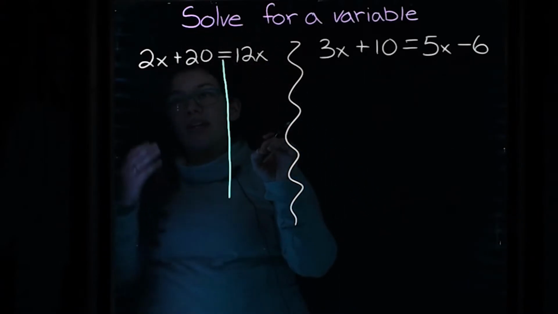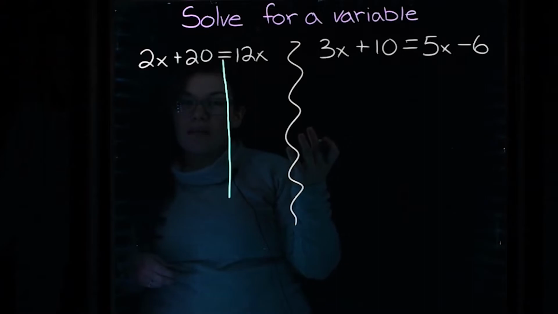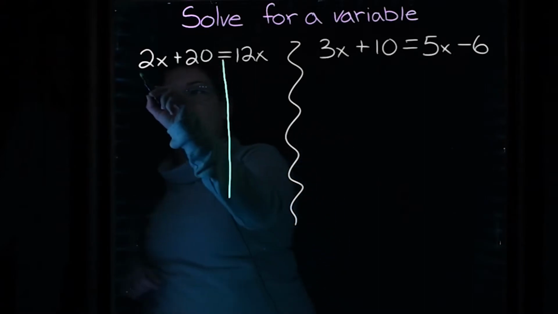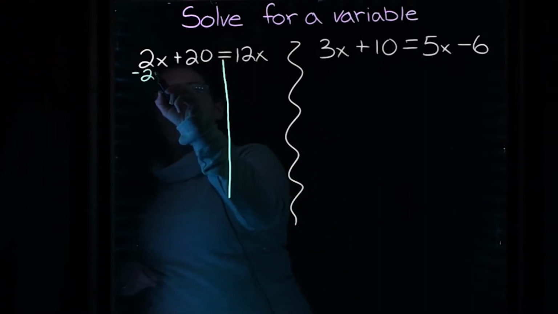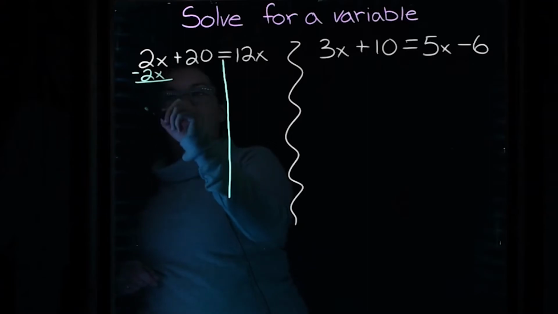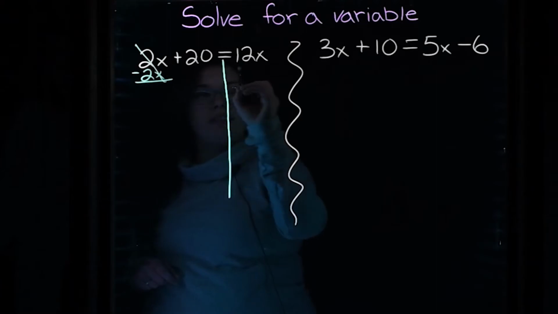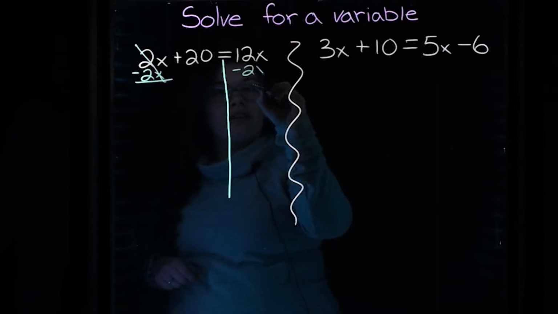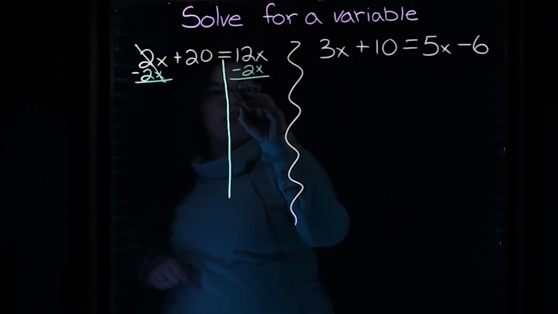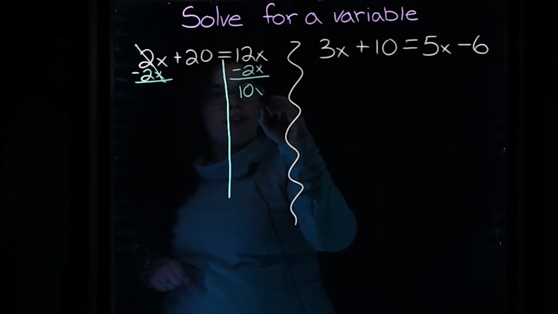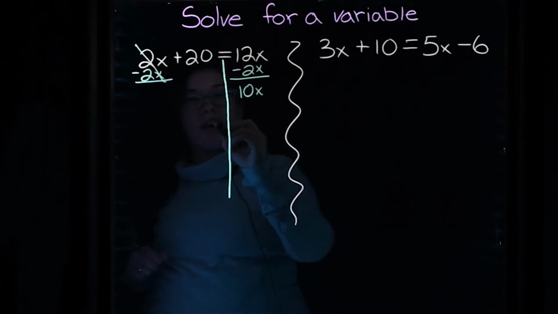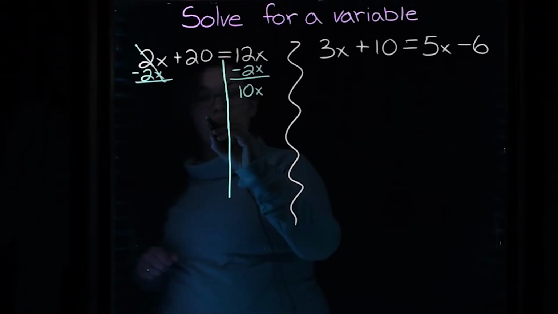Same thing, I want to get 2x to 0, or you can think about it as doing the opposite. So to get 2x to 0, I subtract 2x. That cancels each other out. Whatever I do on one side, I have to do on the other. 12 minus 2 gives me 10. Can't forget about that x. Now I bring everything down to rewrite my equation to stay nice and organized.